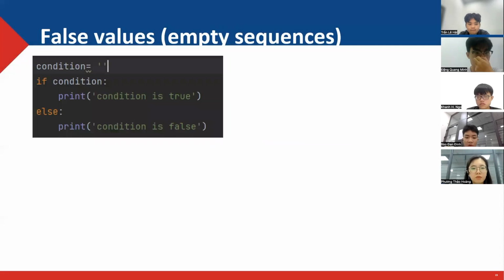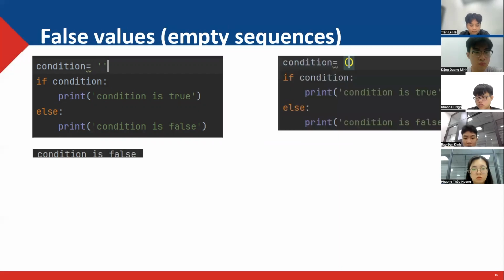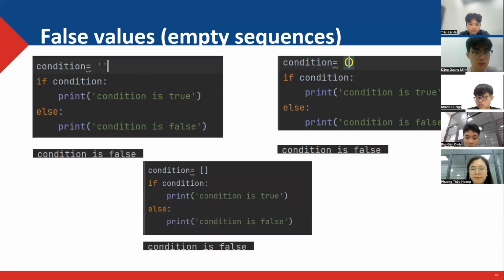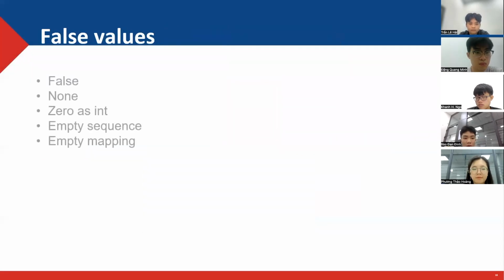Then finally, empty sequences are also evaluated as falsy values, such as the empty string here, then the empty tuple here, and lastly the empty list. So I have shown you all the values that Python would consider as false. Everything apart from those values would be true.